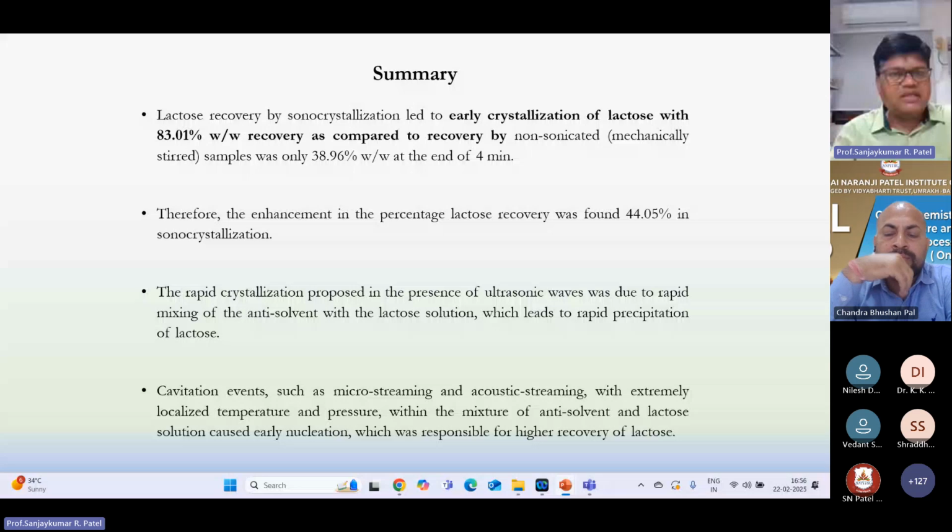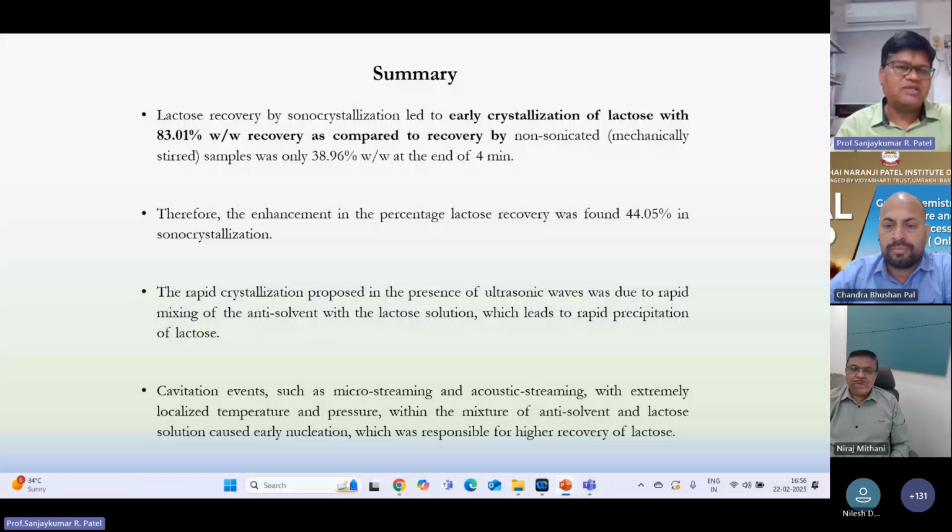Thereby we are getting a uniform crystal size distribution at the end, and all of this is achieved by phenomena like cavitation events, meaning the creation of bubbles up to their collapse. Enormous energy is generated that is responsible for creating micro streaming and acoustic streaming. All these are responsible for making uniform supersaturation and maintaining the crystal size distribution.